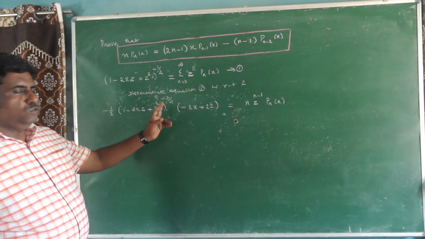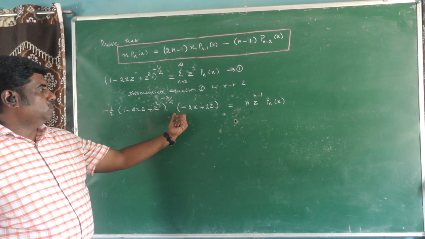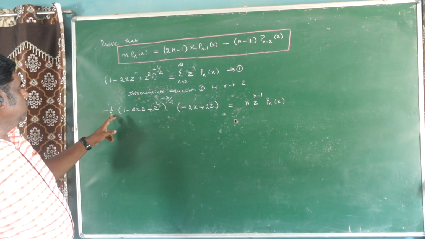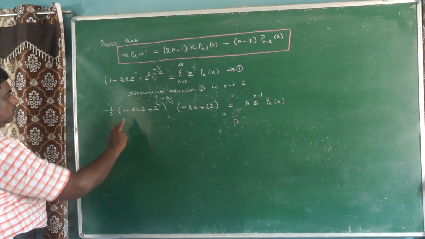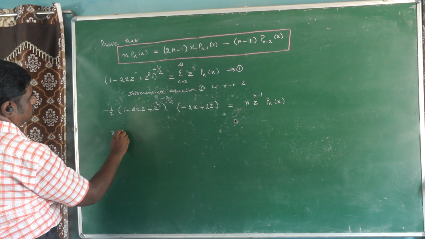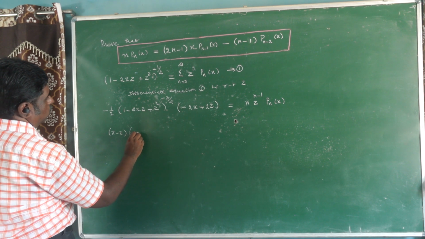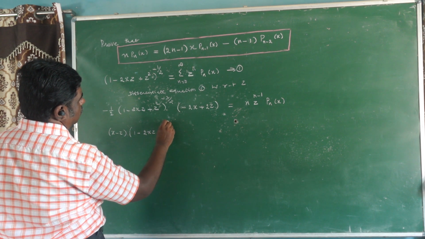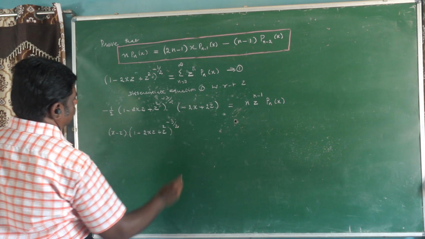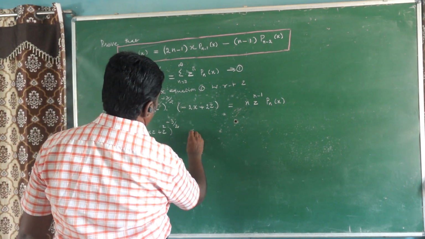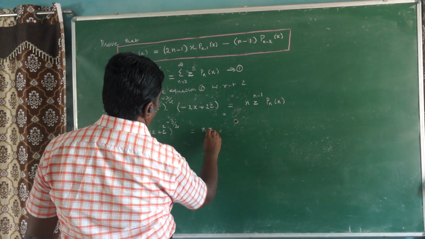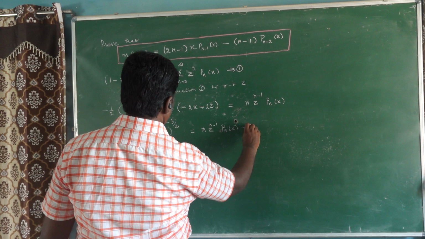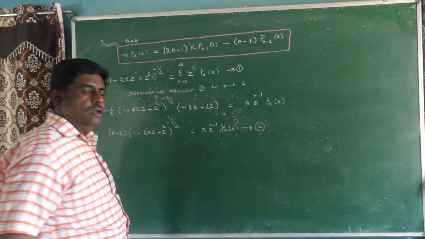Then take this minus 2 outside. This term is changed as minus 2 into (x minus z). Then minus 2 into minus 1 by 2 is plus 1. So this is modified as (x minus z) into (1 minus 2xz plus z square) power minus 3 by 2. Our right hand side is n into z power n minus 1 into Pn of x. Say this is equation 2.